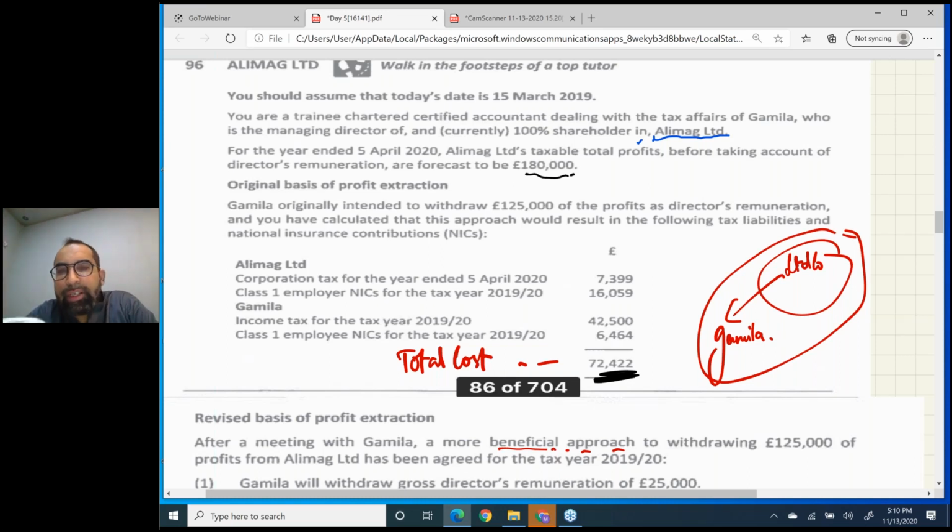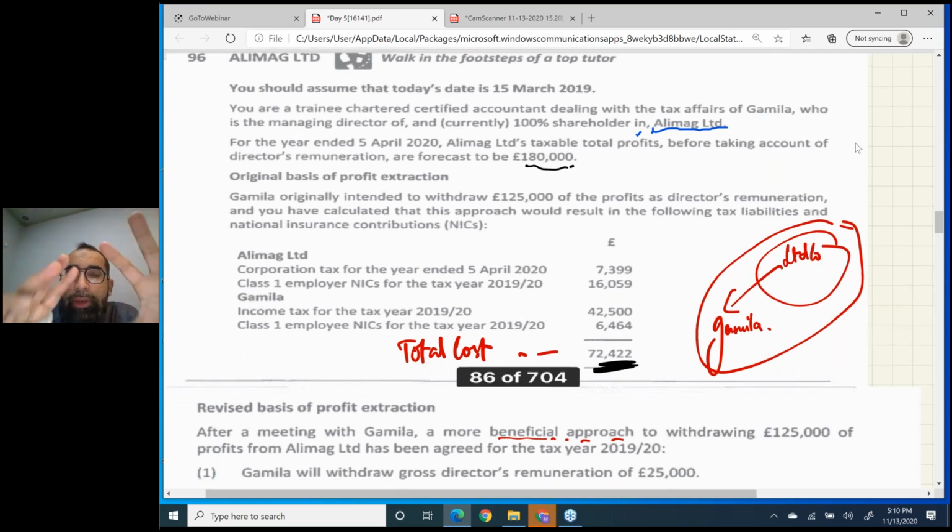Alimag Limited's taxable total profit, TTP, before taking account of directors' remuneration. That means we haven't deducted any directors' remuneration from our corporation tax working. And yes, directors' remuneration is an allowed expense for corporation tax, as a trading income deduction. Don't forget.